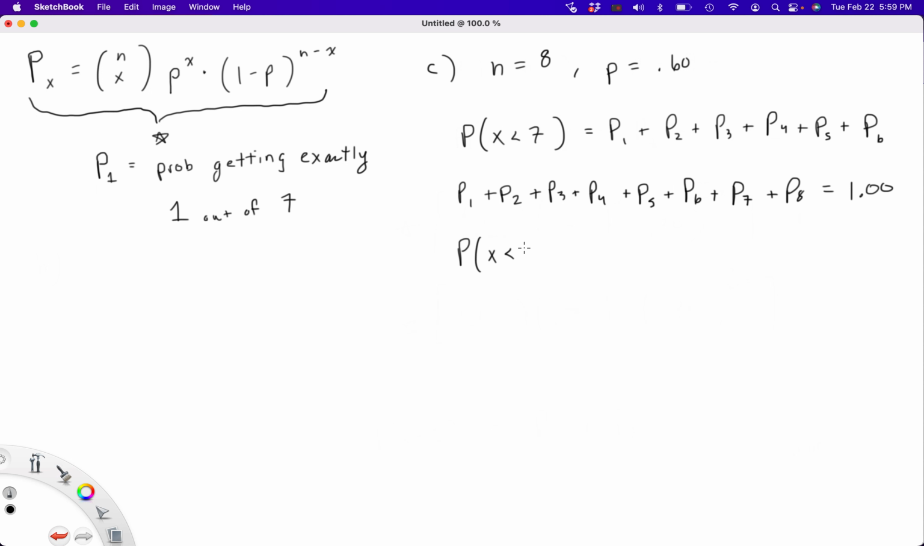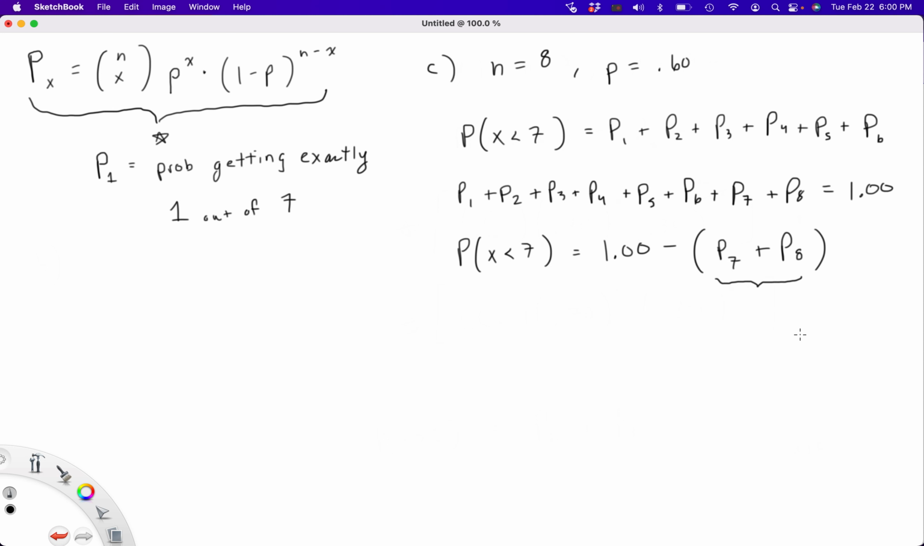So kind of using that logic, what we're going to do is we're going to say the probability of x is less than 7 is going to be like, what's the probability of anything happening? So 1 minus P7 and P8. Because those are the two that are getting left out. Notice how it's less than 7, so it doesn't actually include 7. So we're saying, what's the probability that you're going to get less than 7 heads? Well, you could find the probability that you're going to get at least 7 heads. That's this part.